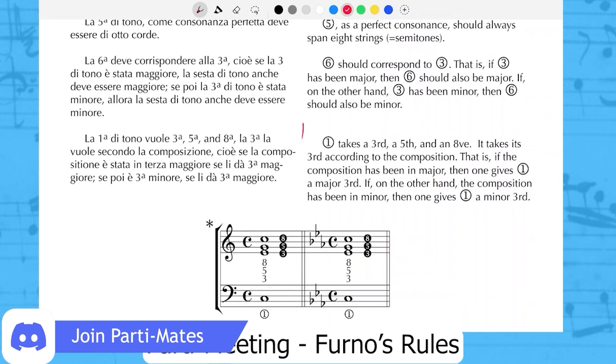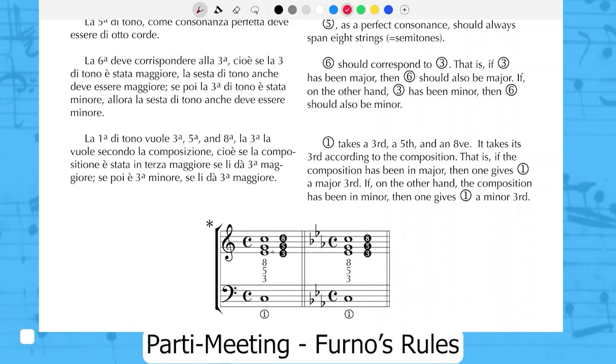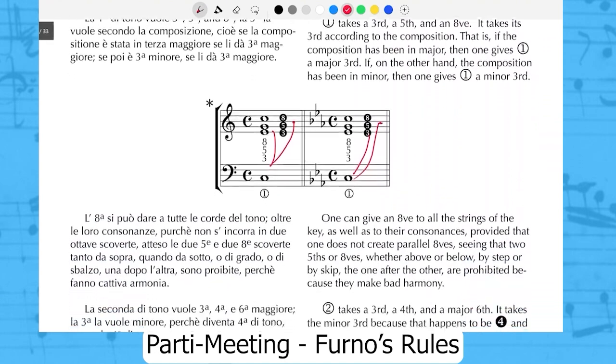1 takes a third and a fifth and an octave. It takes its third according to the composition. That is, if a composition is in major, then 1 gets a major third. If, on the other hand, the composition is in minor, then 1 gets a minor third. Exactly. So, major third, here major sixth; minor third, here minor sixth.